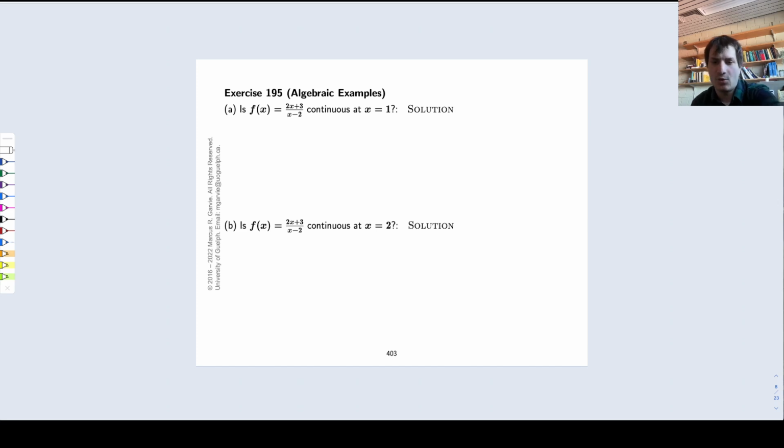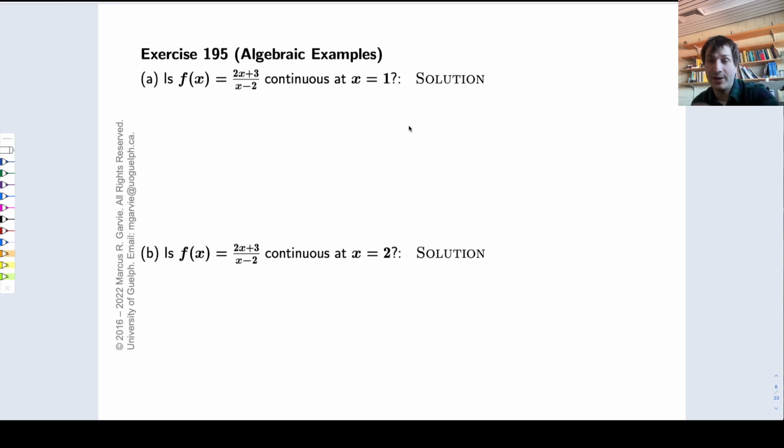Okay, this is exercise 195 on page 403, which is more examples with algebra and whether or not the function is continuous. So here's the function f of x equals (2x plus 3) divided by (x minus 2). Is it continuous? You have to do two things. You have to calculate f of 1, at x equals 1, and then you have to do the limit as x goes to 1 of f of x. All right, let's take a look at these two things.